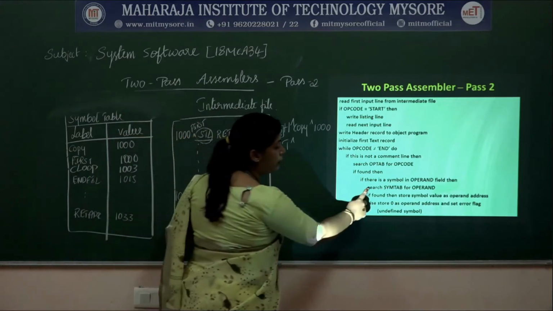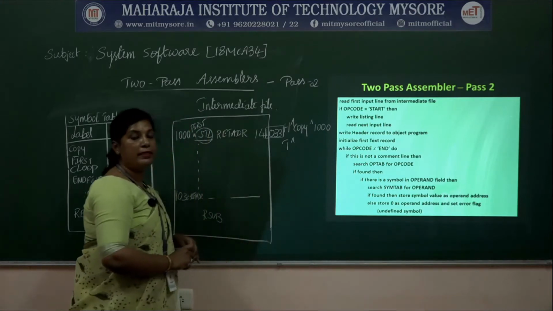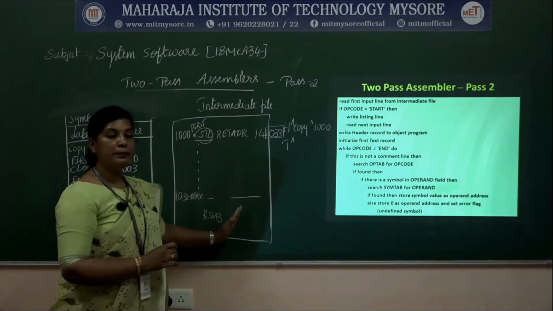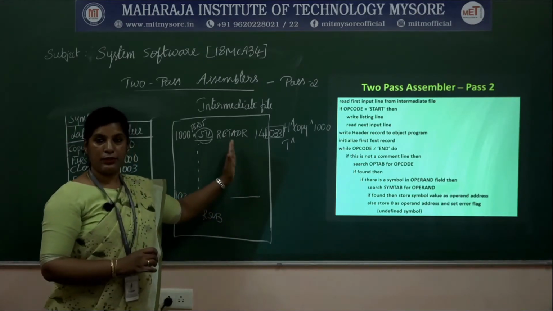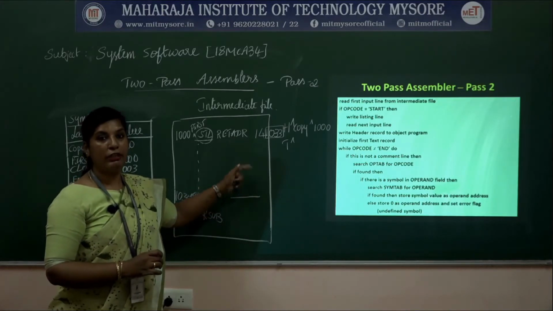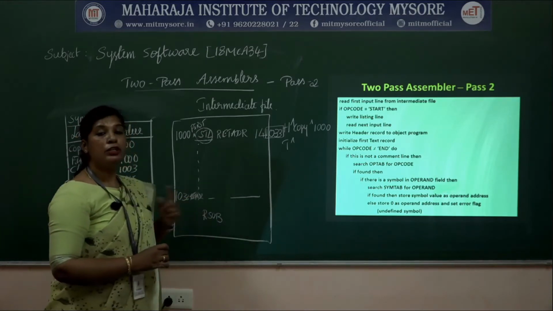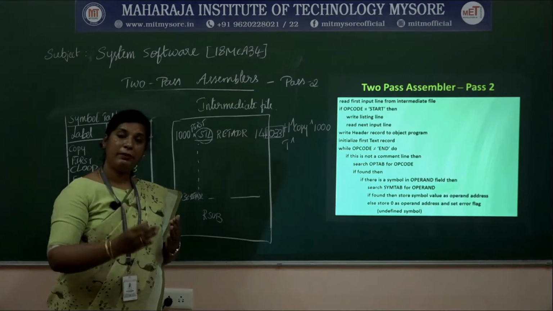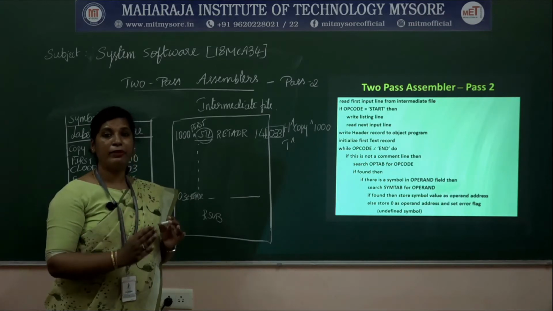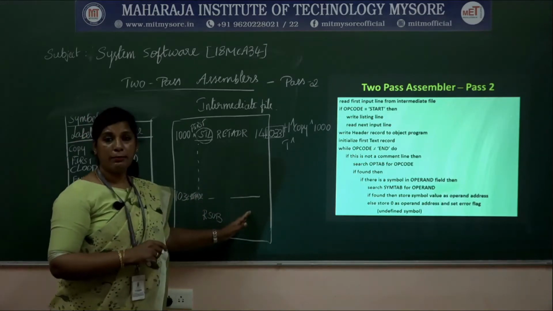Suppose the operand is not present in the symbol table. Sometimes the user is using some kind of memory variables, but may forget to define that variable in the label field, so it is missing there. During pass 1, it only observes the label field: whatever symbols are present in the label field get entries in the symbol table. It does not observe the symbolic field.